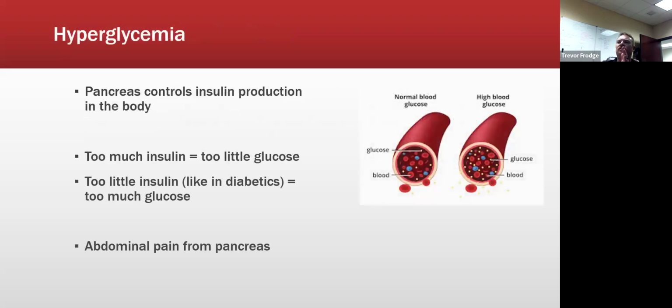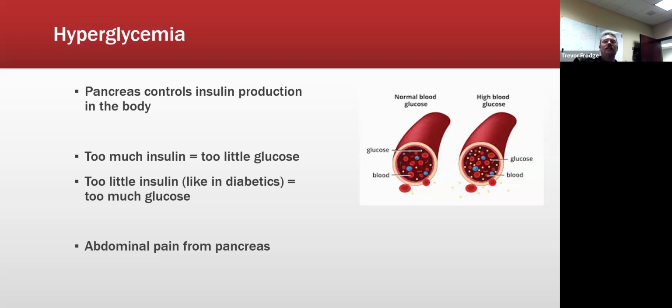In this case, this patient's dealing with hyperglycemia. So just a brief touch on this, your pancreas controls insulin production in the body. And if you've got too much insulin being produced, you have too little glucose. You become hypoglycemic. We get called, we give them sugar, we give them D10, and they perk up because they took too much insulin.